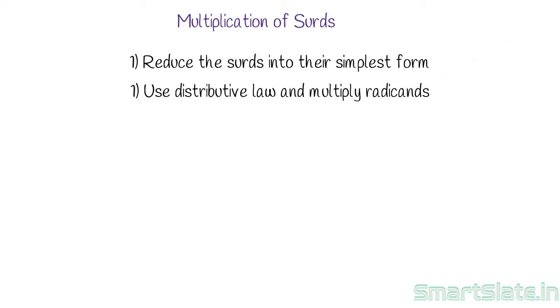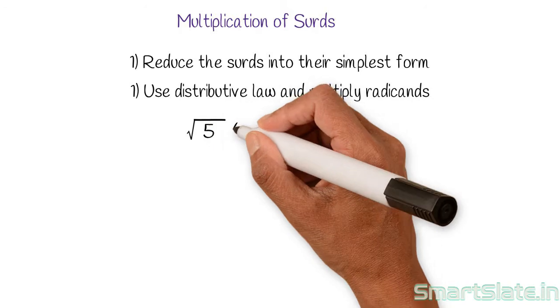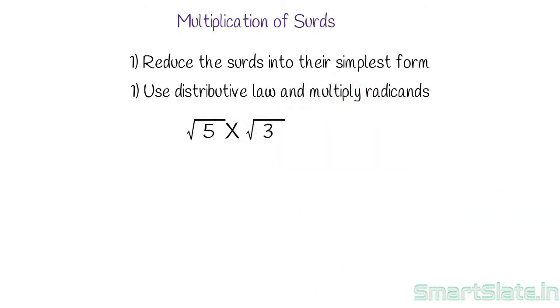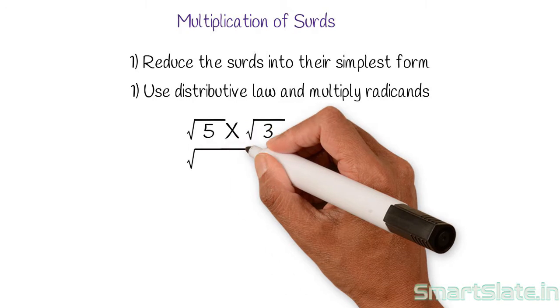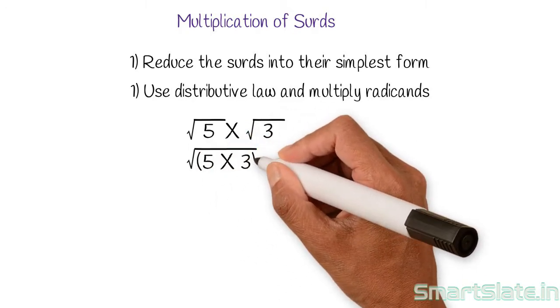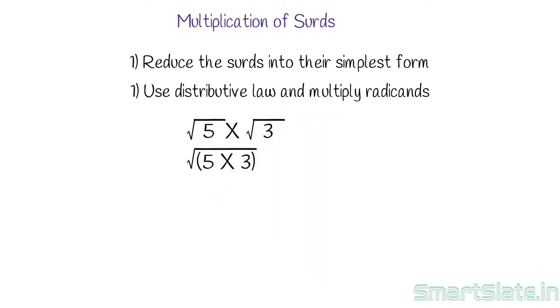Consider a simple example. Multiply square root of 5 into square root of 3. These surds are already in their simplest form. Now multiply the radicands. It is square root of 5 into 3. So the answer to this question is square root of 15.